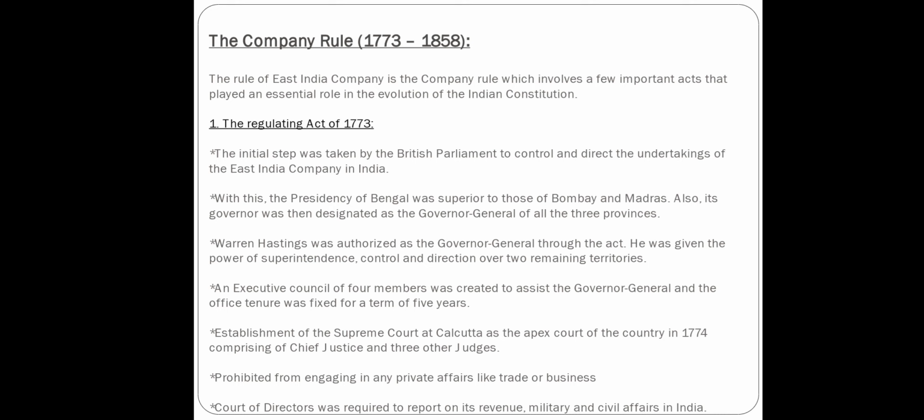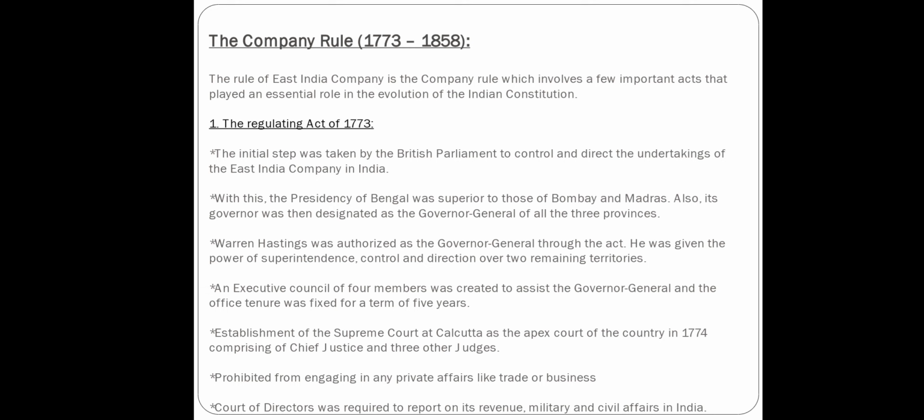He was given the power of superintendence, control and direction over the two remaining territories. So Warren Hastings, Governor General, was supposed to control and superintend Madras also, and Bengal also. Now he was supposed to control through an executive council of four members. So the governor general was given an executive council, and the office tenure was fixed at 5 years.